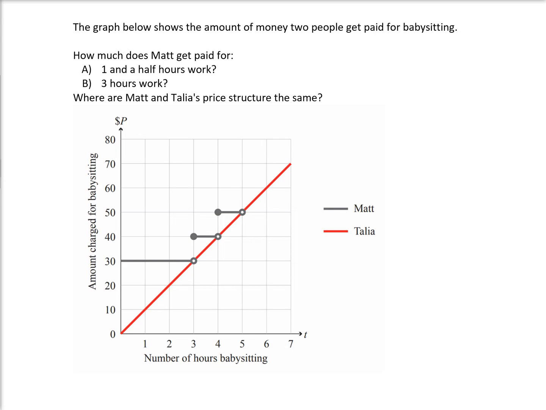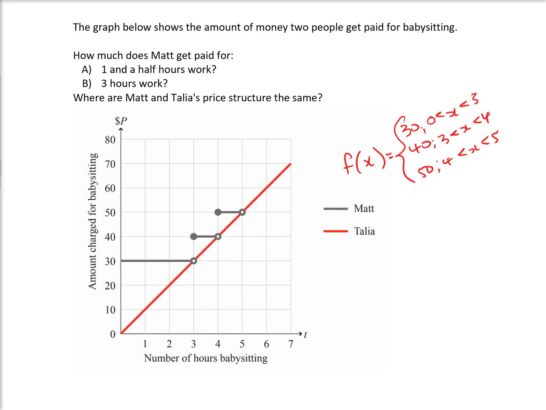So if I was to write his function, I would have to say, so the function equals 30 when x is between 0 and 3. It is 40 between 3 and 4, and 50 between 4 and 5. Okay, so that's how you would sort of write one of these piecewise functions.